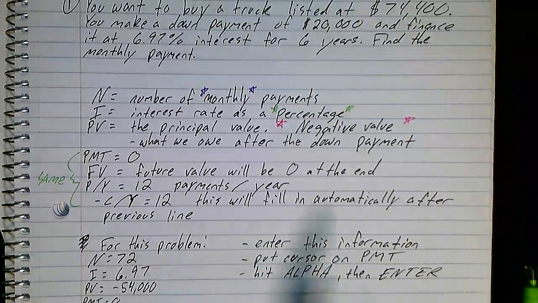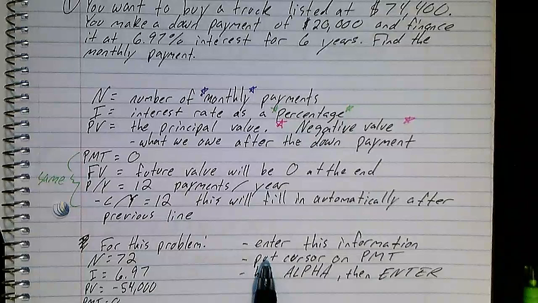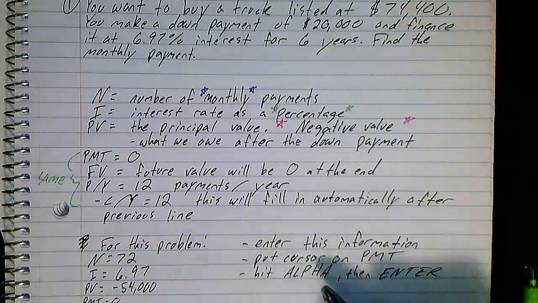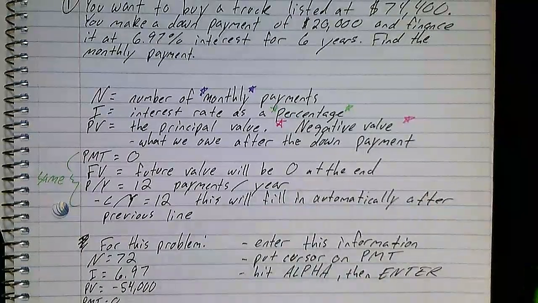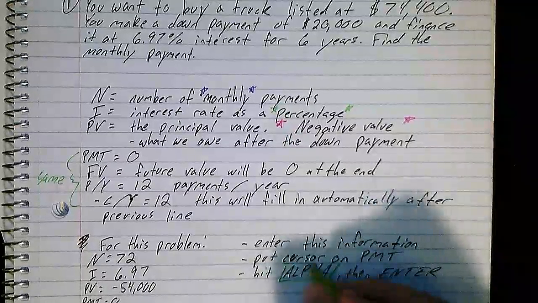So we use the TVM solver by entering this information. And then, you'll see in a second, we will put the cursor on payment and then hit alpha and enter. Don't forget about that alpha, the green button.